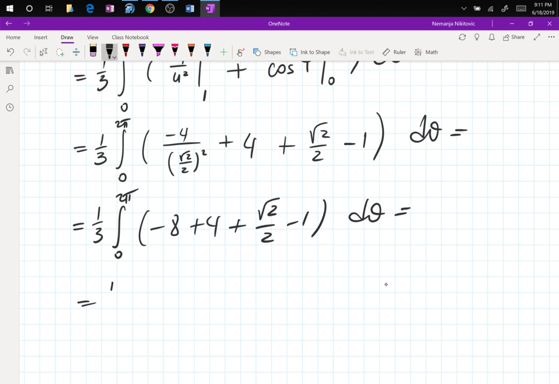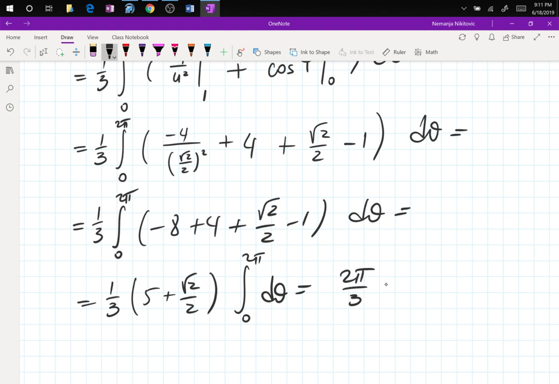This is going to be 1/3 times negative, so it's a 5 plus root 2 over 2. And then you have integral 0 to 2 pi d theta, which is going to give you 2 pi. So this becomes 2 pi over 3, 5 plus root 2 over 2. Let's say that's good. You can redo these calculations and verify this.